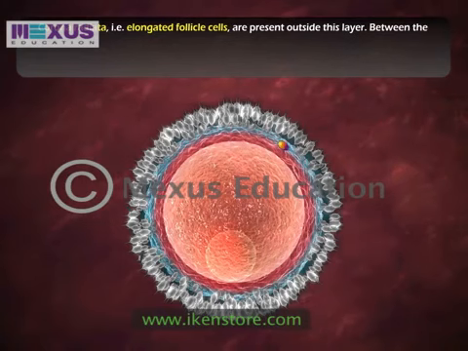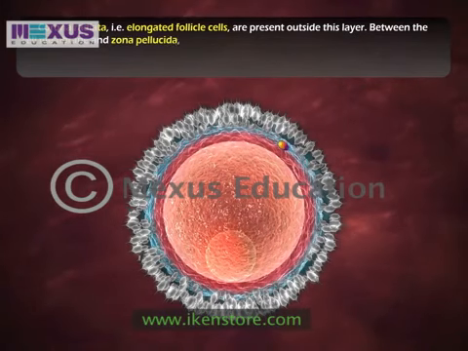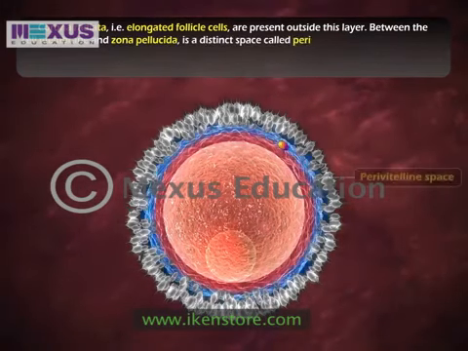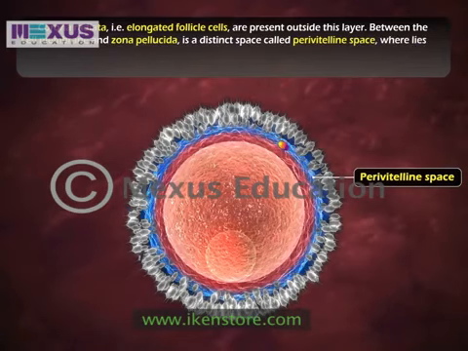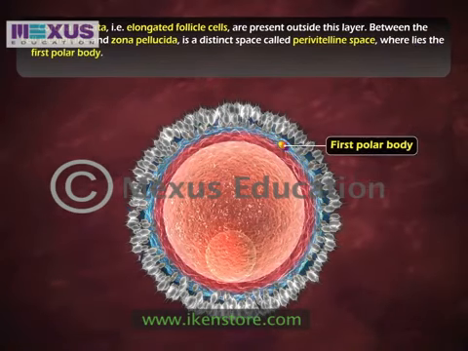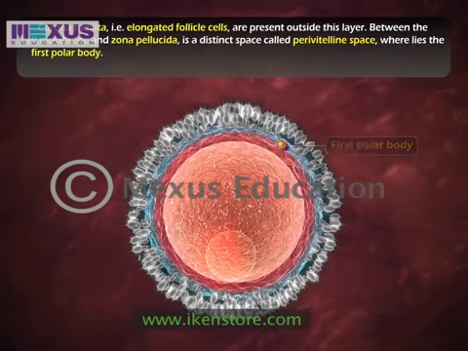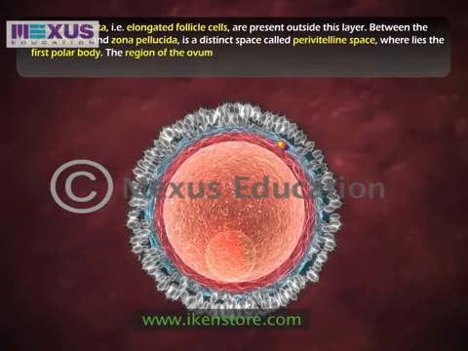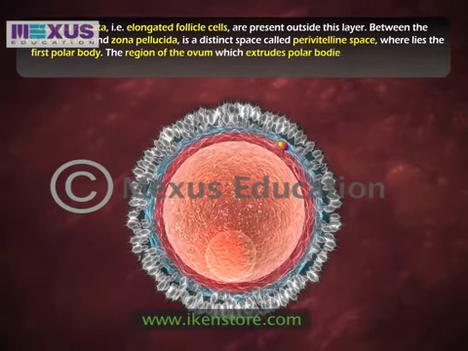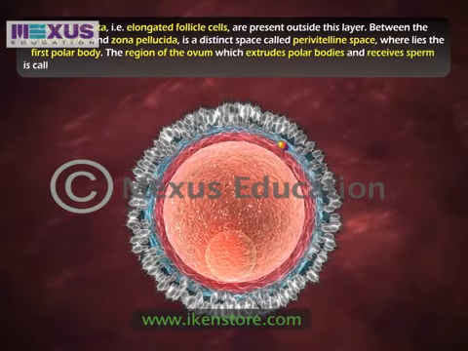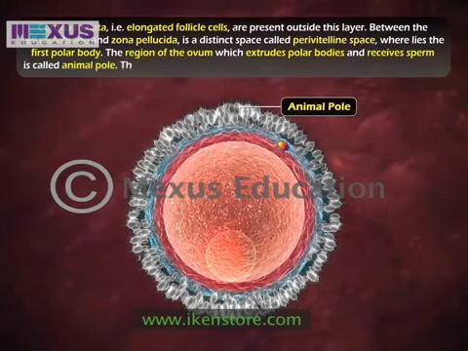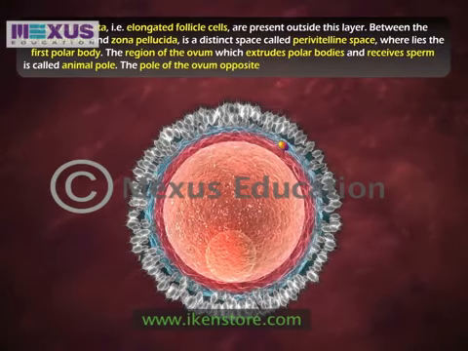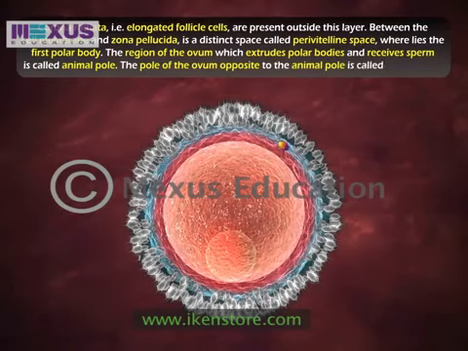Between the cell membrane and zona pellucida is a distinct space called perivitelline space, where lies the first polar body which separates from the ovum at the first meiotic division. The region of the ovum which extrudes polar bodies and receives sperm is called animal pole. The pole of the ovum opposite to the animal pole is called vegetal pole.